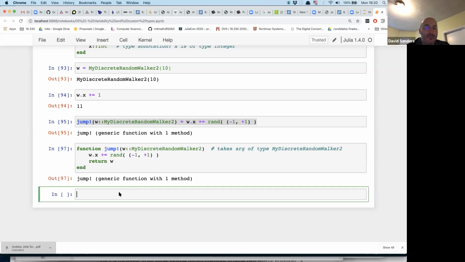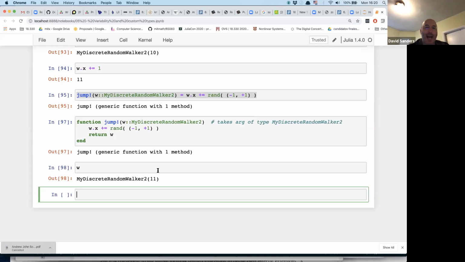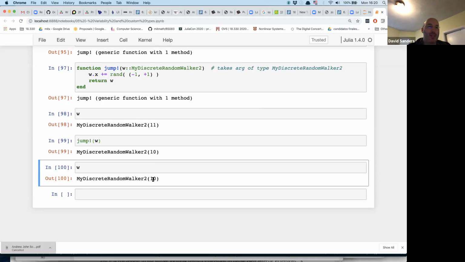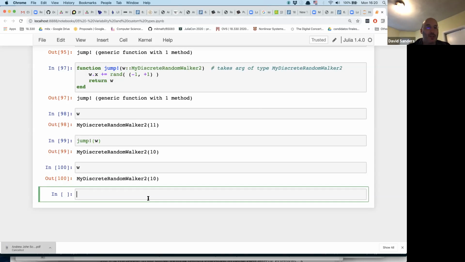Okay. So if I have this W, it's at position 11, and now I'm going to make it jump. How do I read this? It's like jump, please. It's like a command. You're commanding the walker to jump. Jump, please, W. And now W has changed, what's inside has changed. So W has jumped. We're mutating the object W.